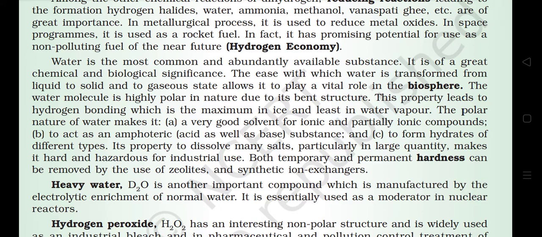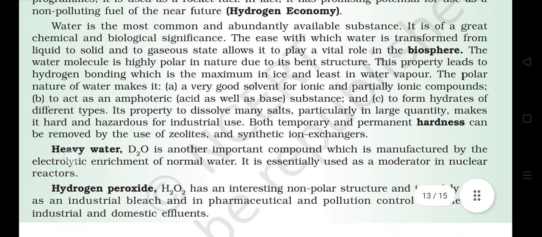Water is the most common and abundantly available substance. It is of great chemical and biological significance. The ease with which water is transformed from liquid to solid and to gaseous state allows it to play a vital role in the biosphere. The water molecule is highly polar in nature due to its bent structure. This property leads to hydrogen bonding, which is the maximum in ice and least in water vapor.